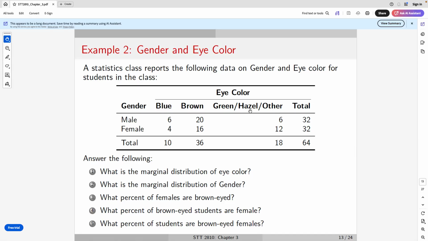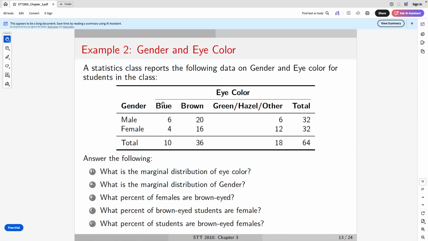Step one, where is eye color? Eye color is here. And for eye color, we have blue, brown, green, hazel, or other. Write these three down. Does that make sense? Have you all written them down? So when you write them down, then we come.